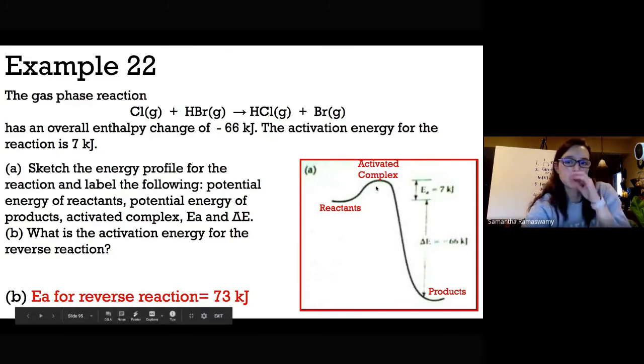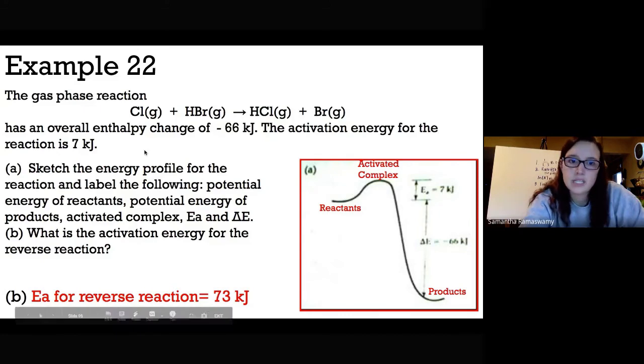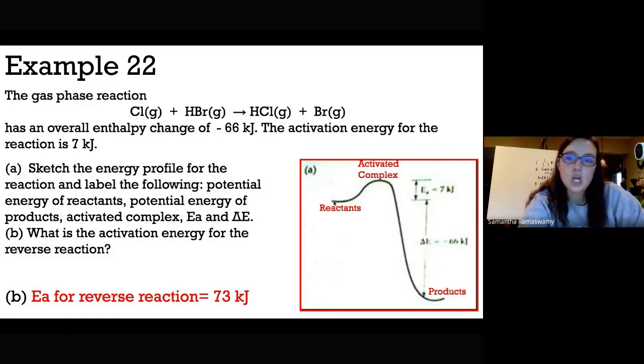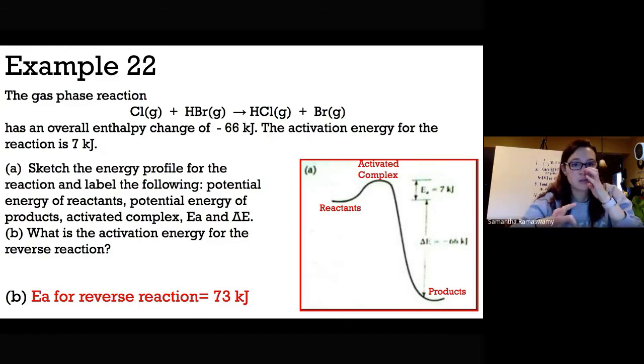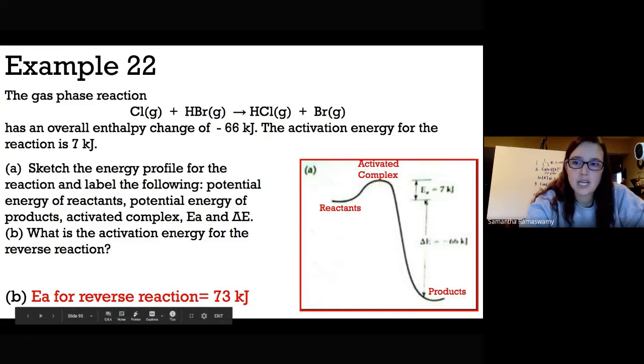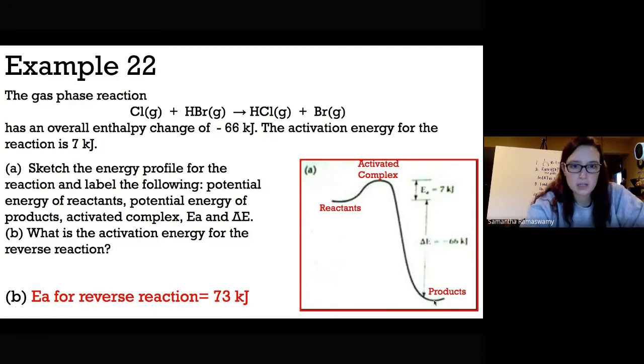So then the transition state is a pretty low peak here. It's only 7 kilojoules. So from the reactants up to the transition state is only 7 kilojoules. It's almost 10 times as much to go from reactants to products as it is to go from reactants to the transition state. So we have reactants, we have the activated complex. So remember that the transition state is when you've broken all of the bonds. So everything is kind of just in limbo, waiting to form your products. So you have your activated complex, you have your activation energy, which is from the reactants up to the transition state. And then you have your delta H, which is from reactants down to products.